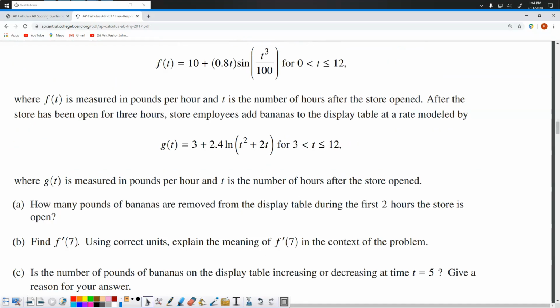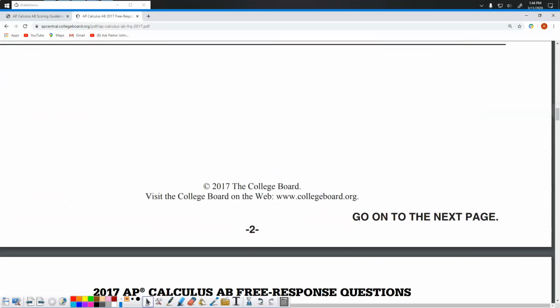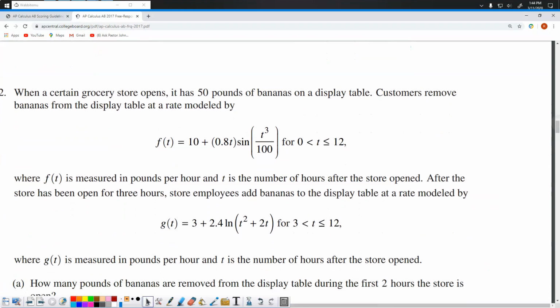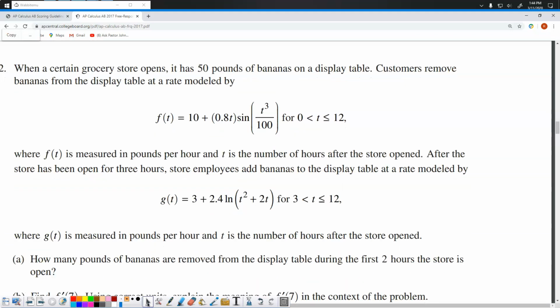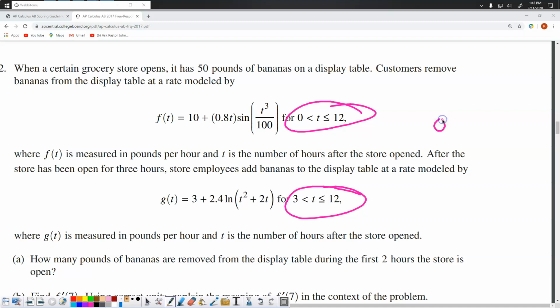Let's go back up and take a look at the top here. Notice that the f function does go from 0 to 12, but the g function only goes from 3 to 12. So for some interval of time, specifically for the interval of time from 0 to 3, bananas are only being taken away. There's no gain. So that's a little bit different in how you're going to have to calculate things.